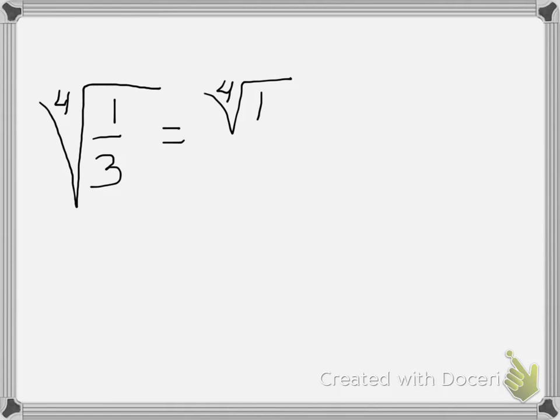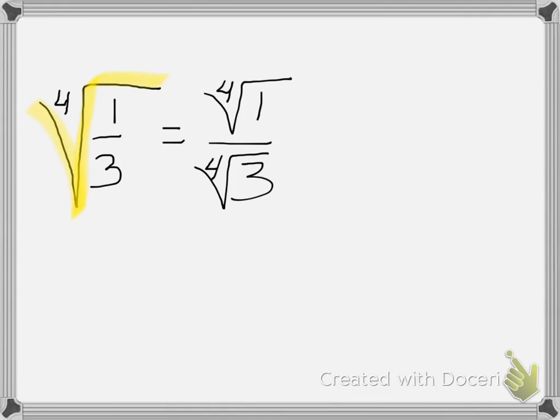Even sometimes you can have fractions, and the radical goes all the way down and all the way up. That's the same as having the fourth root of 1 times the fourth root of 3. So you can separate them out. The reason you can do that is because that radical goes all the way down and all the way up. And sometimes it's easier to separate them out. You can simplify them easier.